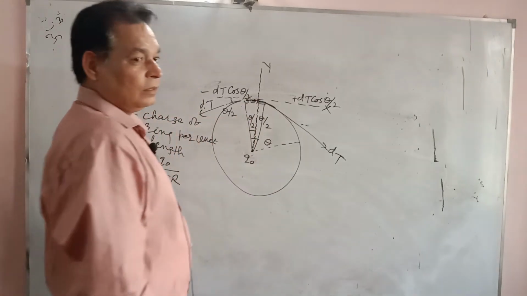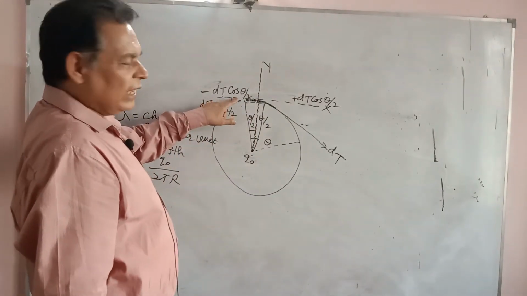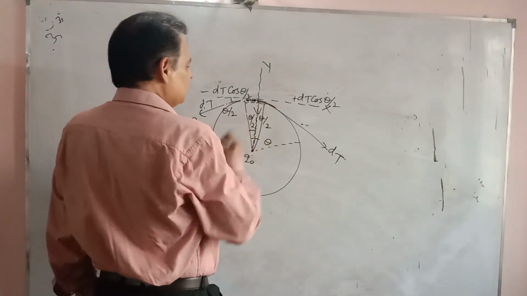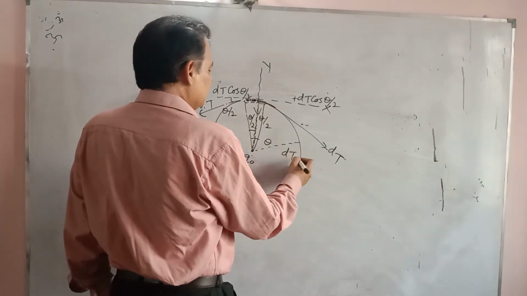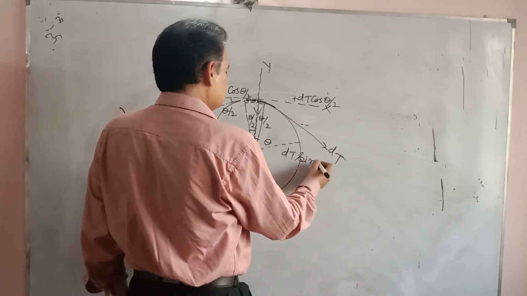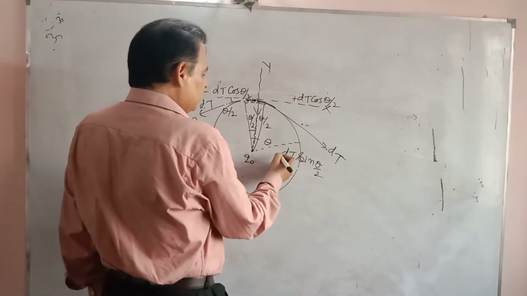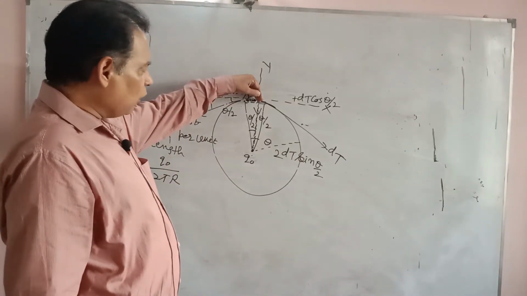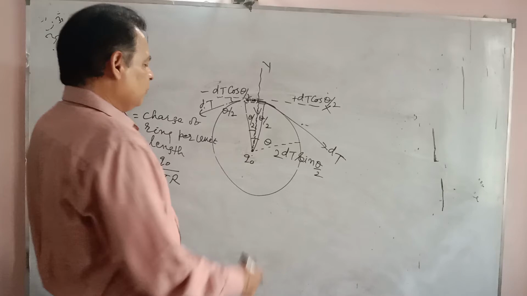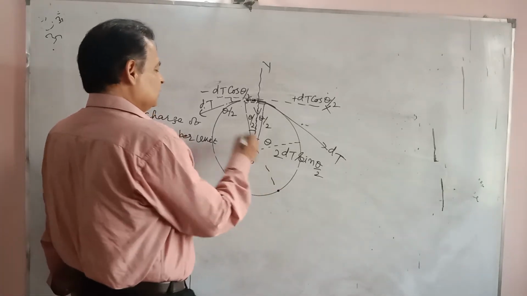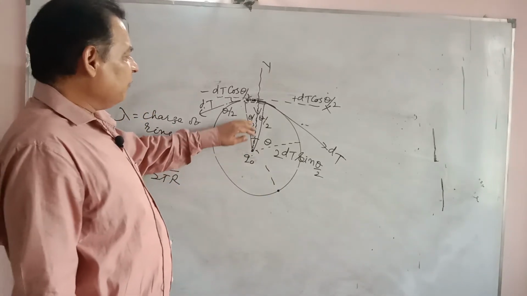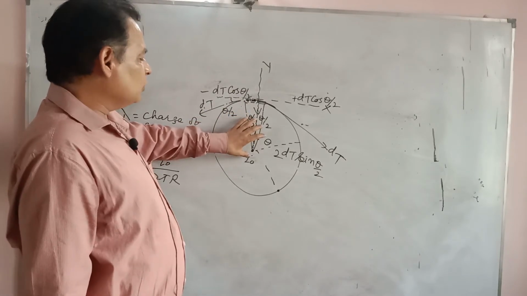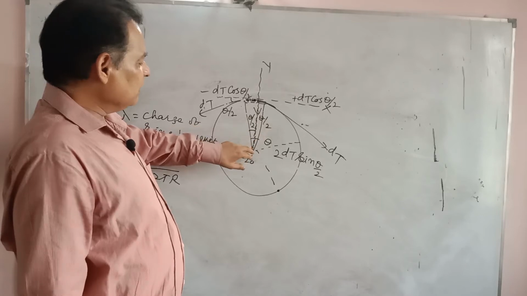And both dT have a vertically downward component in this figure. How much? dT sine theta by 2. The sum of these two will be 2 dT sine theta by 2. That is vertically downward towards the center here. From every portion that will be towards the center. And that one will counterbalance the electrostatic force which is radial and outward.